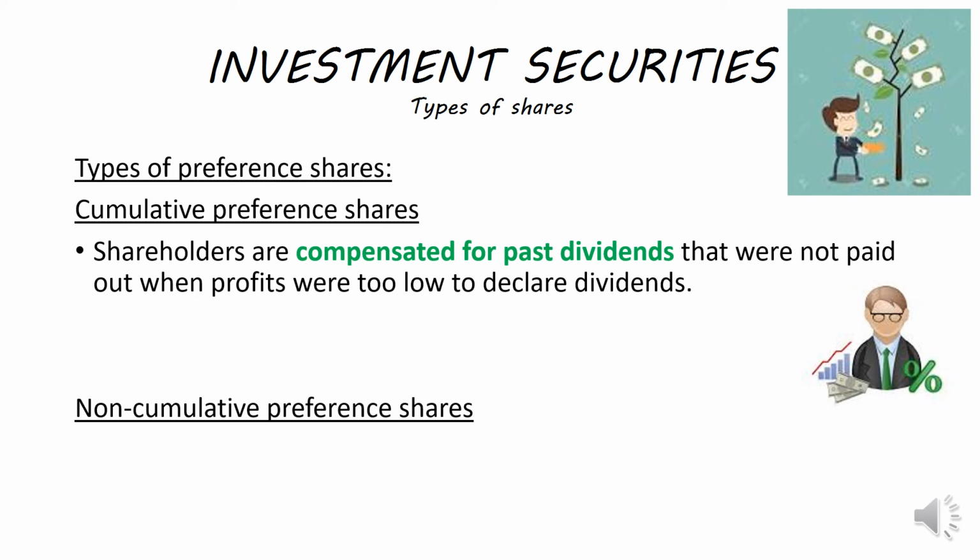So you will be receiving your dividends of previous years when the company was unable to pay it. They still owe it to you now, and as a cumulative shareholder, as I said, your dividends accumulate and they will pay out those dividends when they can.